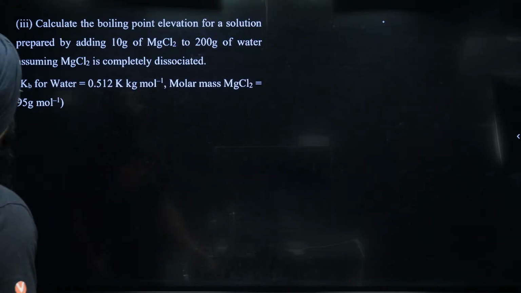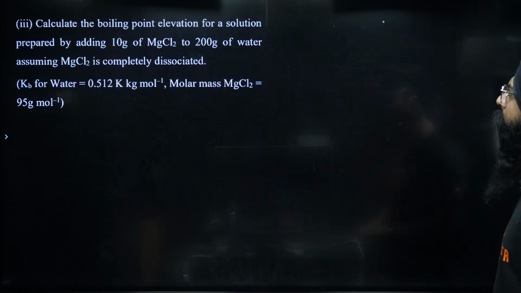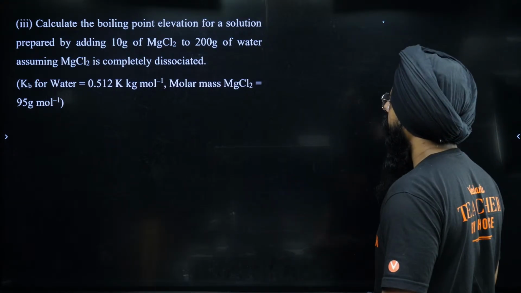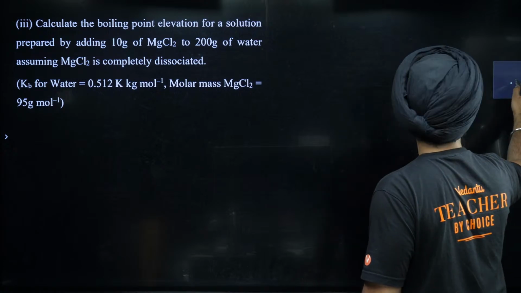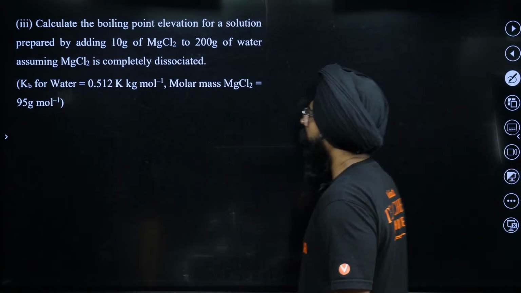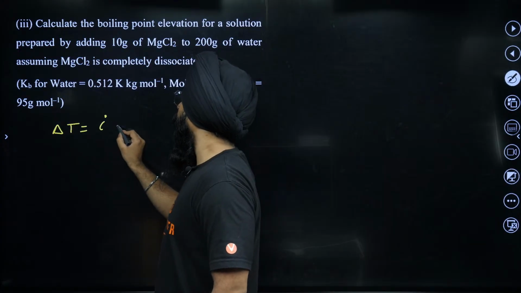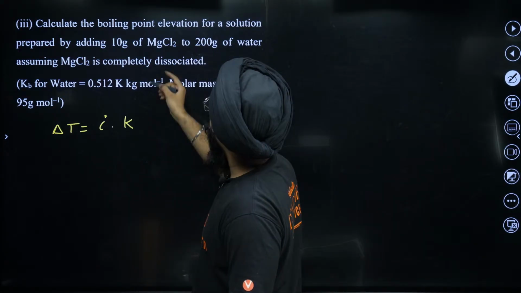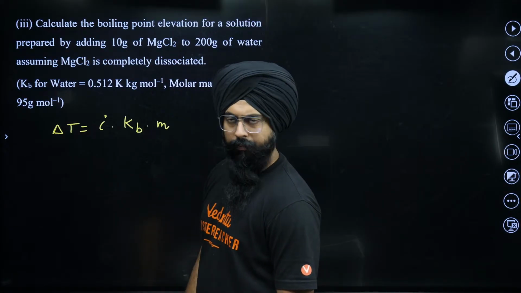Let's do this. Calculate the boiling point elevation for a solution prepared by adding 10 grams of MgCl2 to 200 grams of water, assuming MgCl2 is completely dissociated. Delta T is equal to the Van't Hoff factor into the ebullioscopic constant into molality.